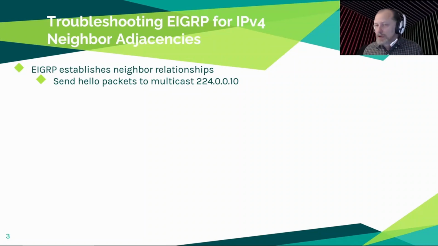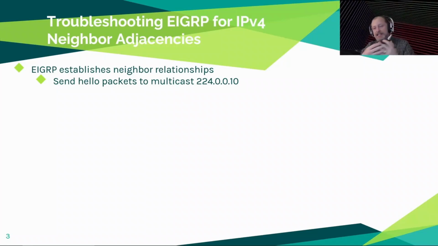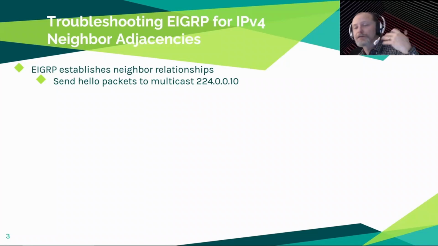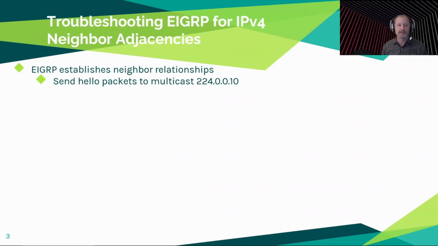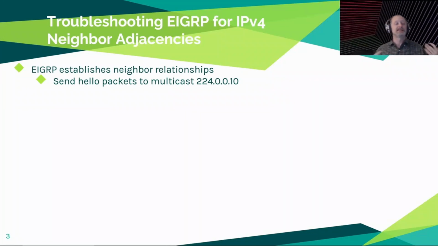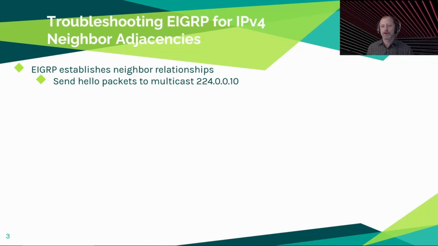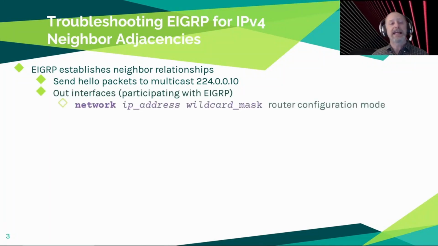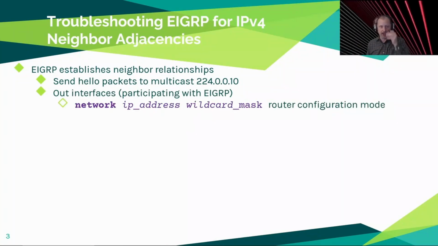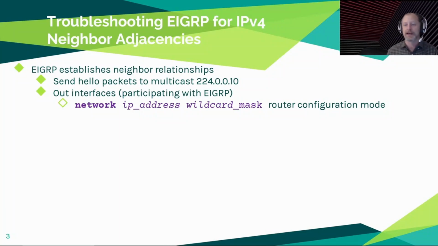So if it can't establish a neighbor adjacency, nothing else is going to function. So one of the first things you do is make sure there's an adjacency. One of the ways that process starts is by sending hello packets to the appropriate multicast address. And of course, how do you trigger that? By getting interfaces to participate with EIGRP. And with IPv4, we're going to use the network command.